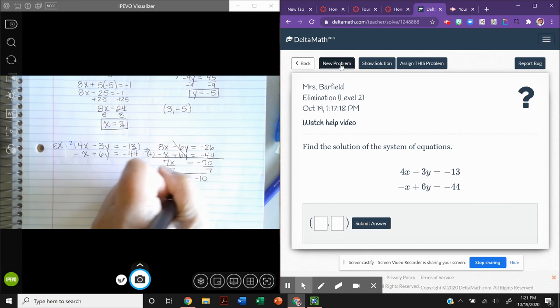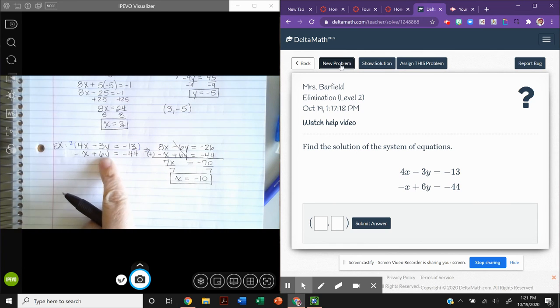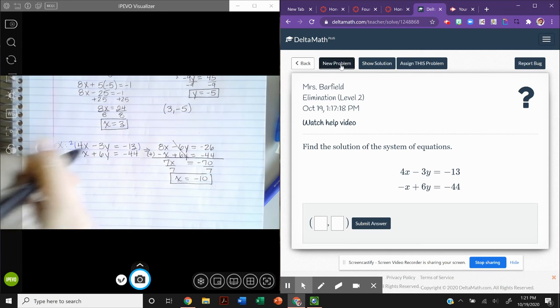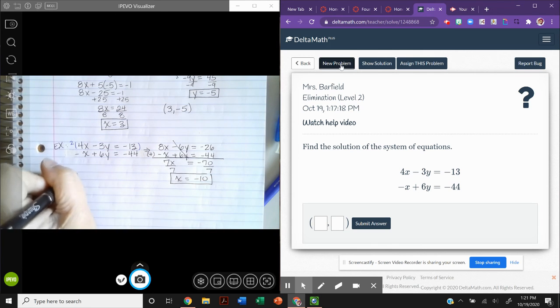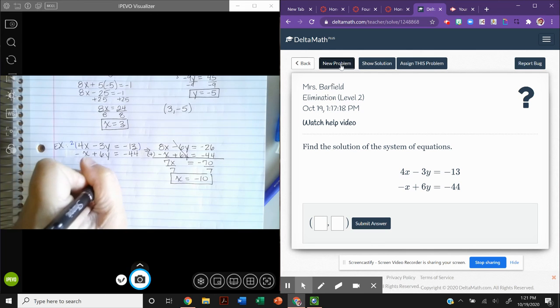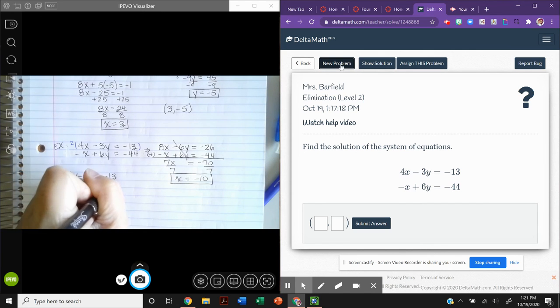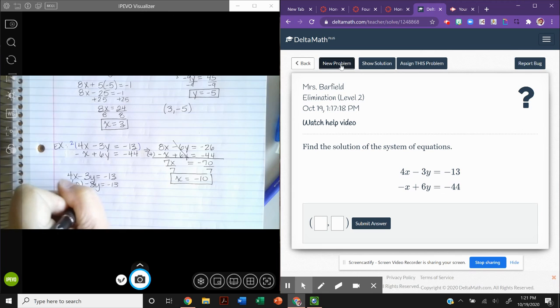And then remember, you're not done. You've got to go back to the original. You can go back up here, but I don't recommend it. I always say take the x, go back to an original equation and plug it in. I'm going to go with the first one. So 4x minus 3y equals -13. I'm going to say 4 times 10 minus 3y equals -13. So 40 minus 3y equals -13. So -3y. If I subtract 40, I get -53. And I have a feeling something is amiss.